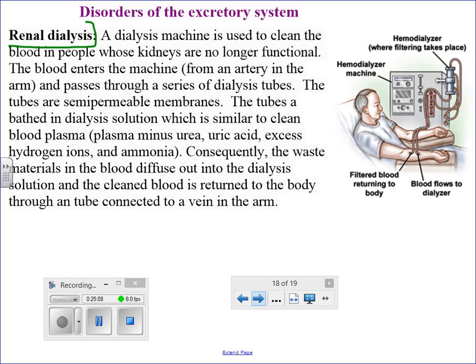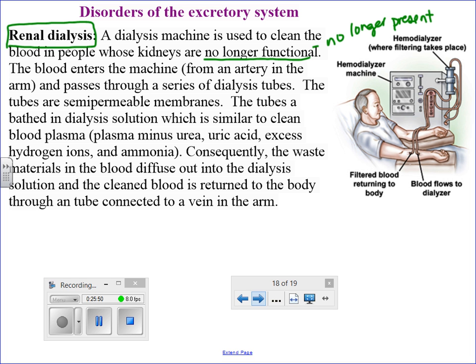So one of the main ways that we would treat someone whose kidneys are no longer functioning is called dialysis. And I'm actually going to talk about two kinds of dialysis. One of them is renal dialysis, and the other one is peritoneal dialysis. The idea in renal dialysis is that we are going to clean the blood in a person whose kidney can no longer do it. It could also mean that you are missing a kidney. So if your kidney was damaged or had to be removed, dialysis could be the answer for you if you have lost a kidney or are missing it.